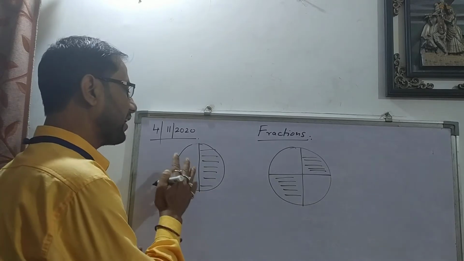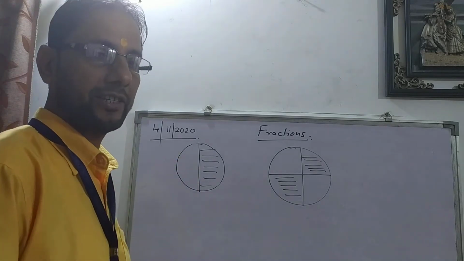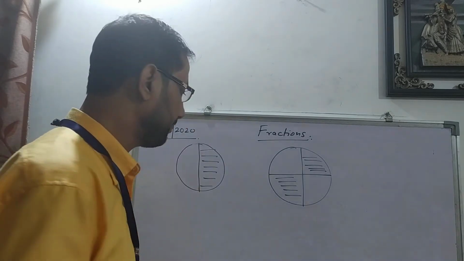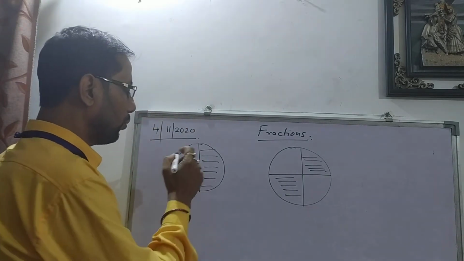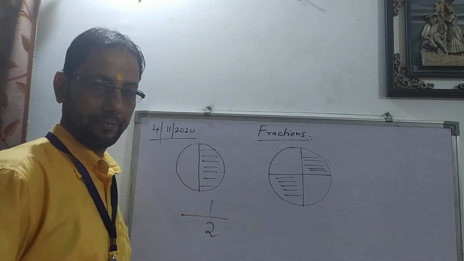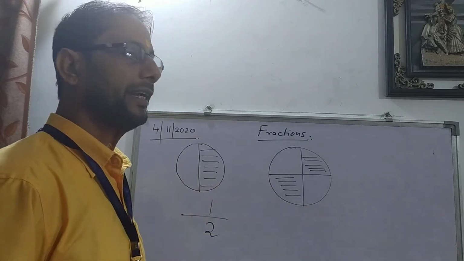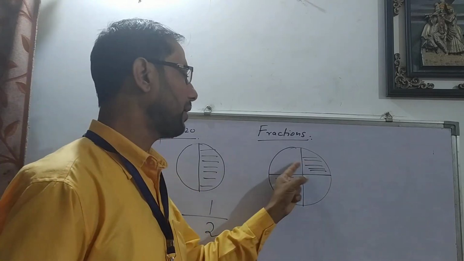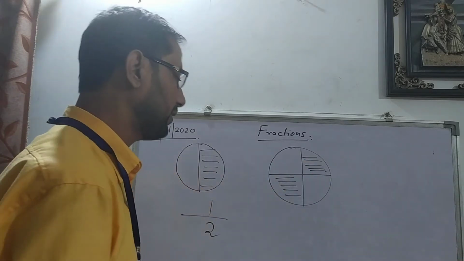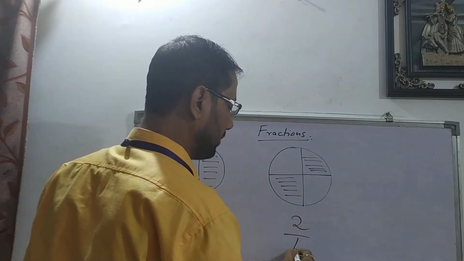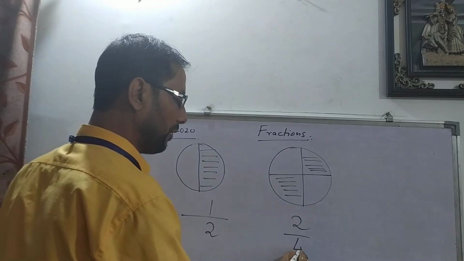So here, if I express this in fraction, as we have discussed in the previous class, one part is shaded out of two parts. 1 by 2 I can write. And here we can see that two parts are shaded. Total number of parts is 4. Two parts are shaded. So how will I express? I will express like this, 2 by 4.